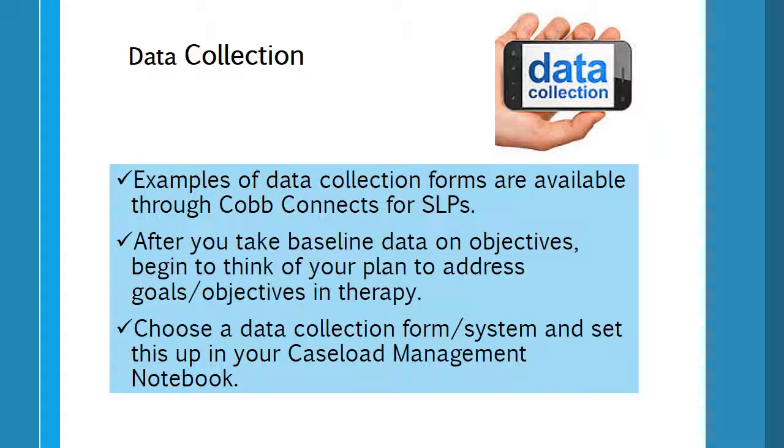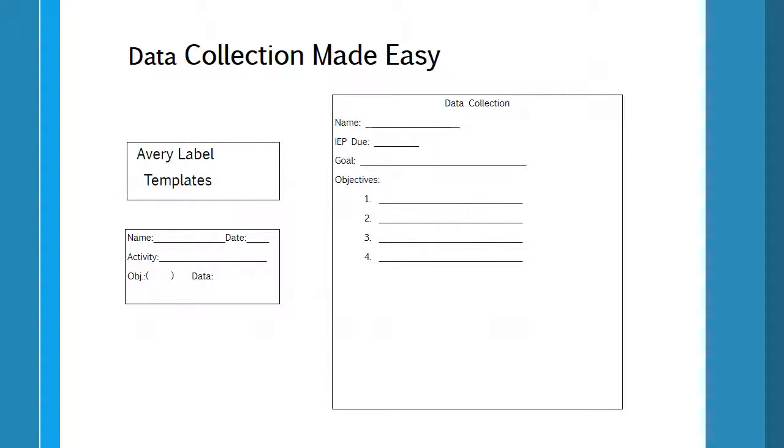And after you take baseline data on objectives, begin to think of your plan to address goals and objectives in therapy. Choose a data collection form or system, as we talked about, from your caseload management notebook. This is just an example of one where they print out the name, date, activity, and objective number and the data on mailing labels. And then as they work with the student, they use this one-page data collection form with the objectives already listed.